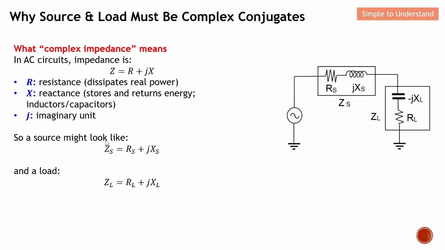A source will typically look like this equation here. So basically, this will be the source. How this impedance looks will be given by this equation here. Same for the load, by this equation here. One thing I'd like to highlight: for an inductor, it will be a positive reactance. As for a capacitor, it will be a negative reactance.